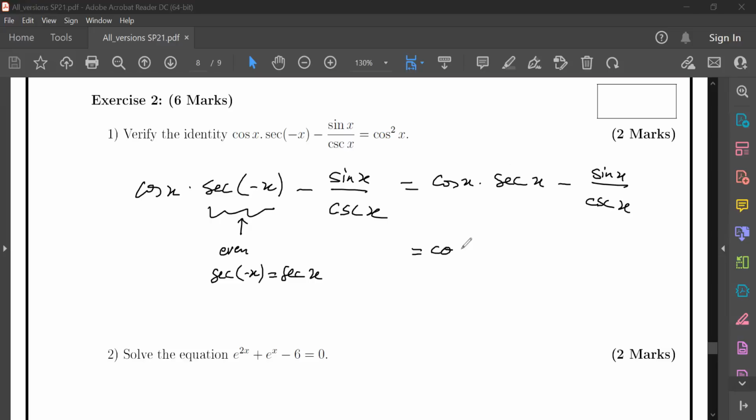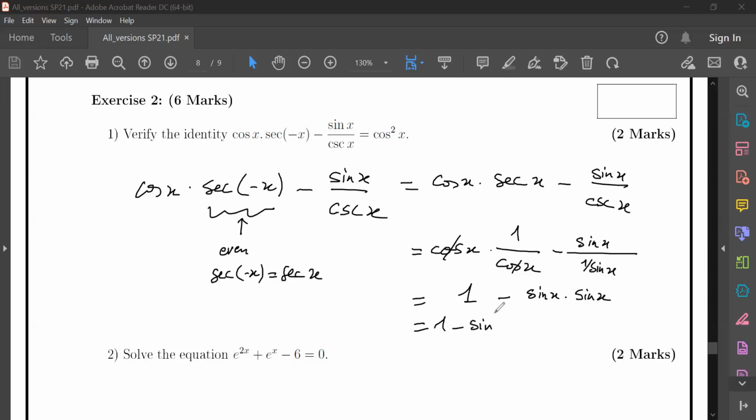Then we express all terms in terms of sine and cosine. Sec is 1 over cosine, minus sine x, and cosec is 1 over sine. Here we simplify the 1, but here we multiply. It's a division of a fraction, so we multiply by the reciprocal. We get 1 minus sine squared, which is equal to cosine squared x, and we are done.